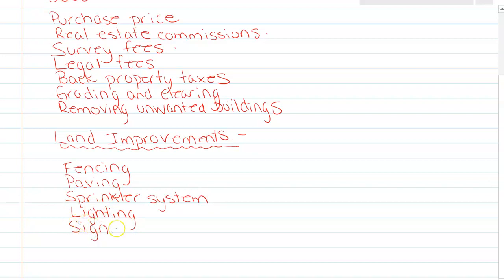So there is a bigger list that you can compile, but it does take judgment on whether or not we should put these types of costs as land, or if we should put them as land improvements.